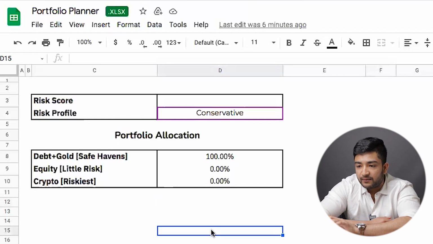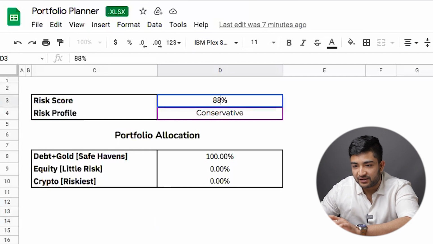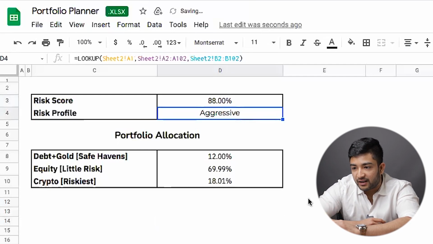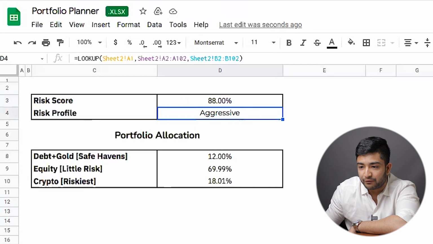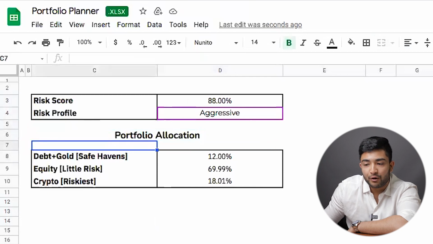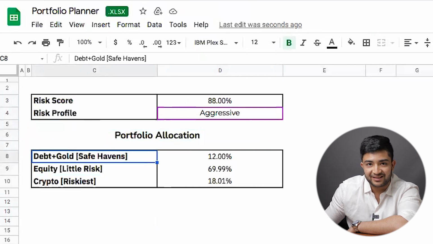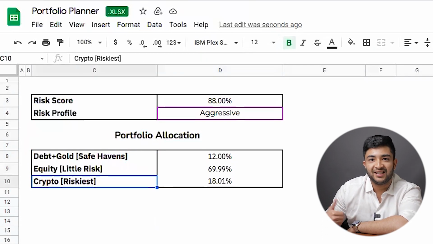So let's look at the Excel sheet now. As I mentioned, based on the total score for all the 13 parameters, I got a score of 116, which is around 88%. So let me just add my risk score of 88% over here, and this is updated here, and this shows that with a risk score of 88%, my risk profile is highly aggressive, and based on that they've come up with a portfolio allocation between debt and gold, which are considered safe haven assets, plus equity, which is a little risky, and cryptocurrencies, the emerging digital assets, which are considered the riskiest.